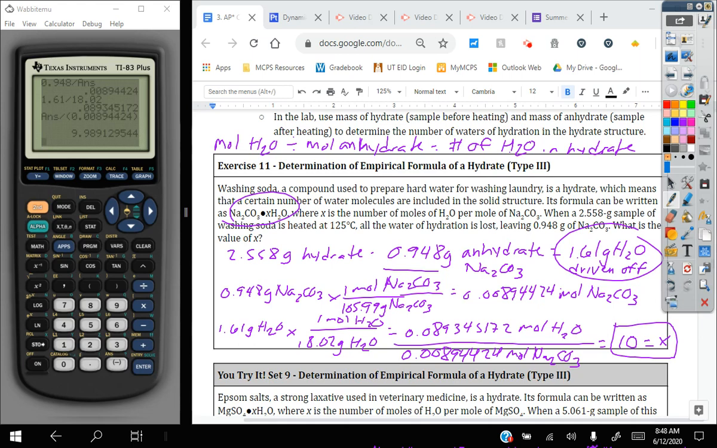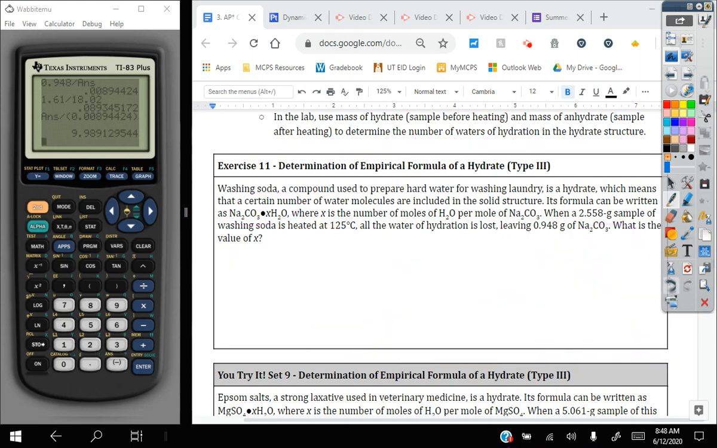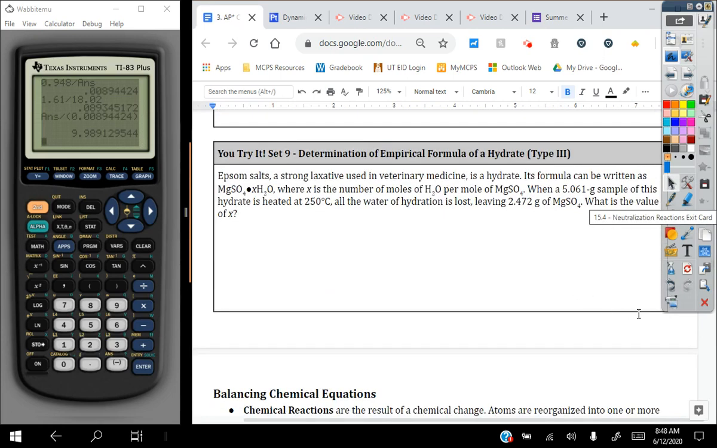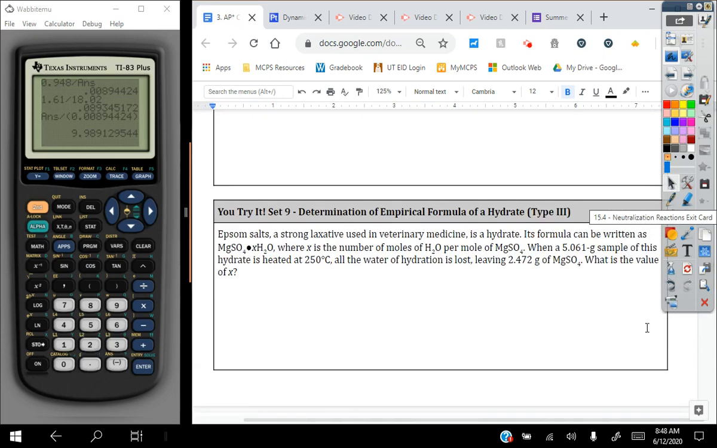Go ahead and try this last problem in the You Try It set 9. Very similar setup, this time with a magnesium sulfate hydrate.